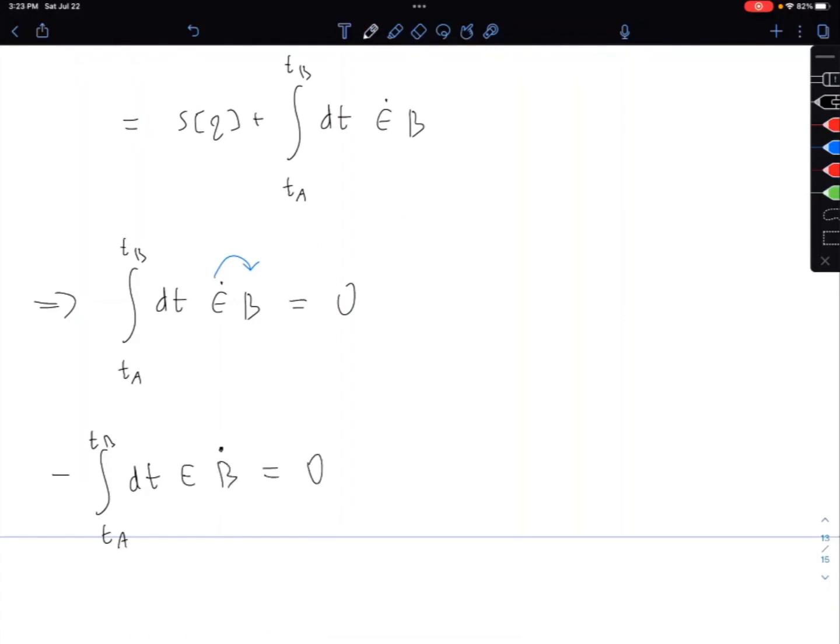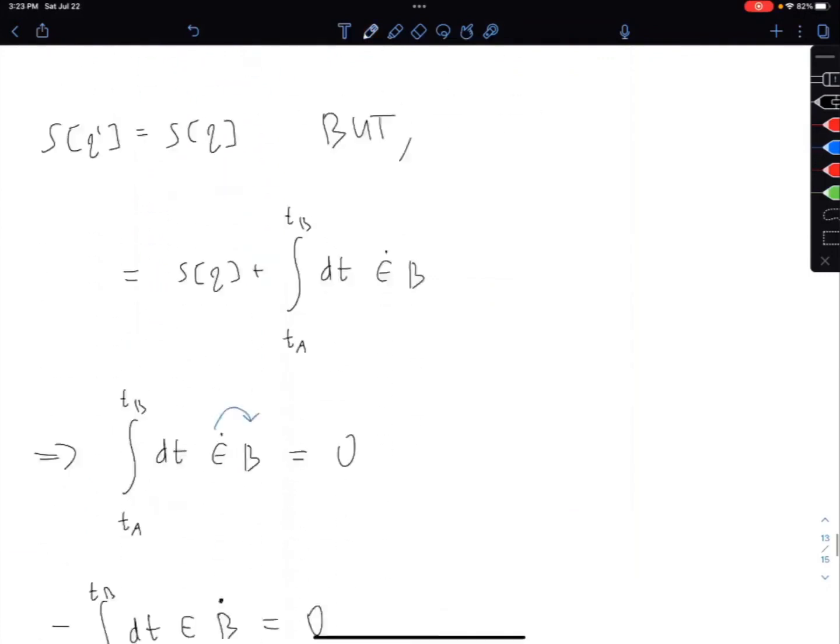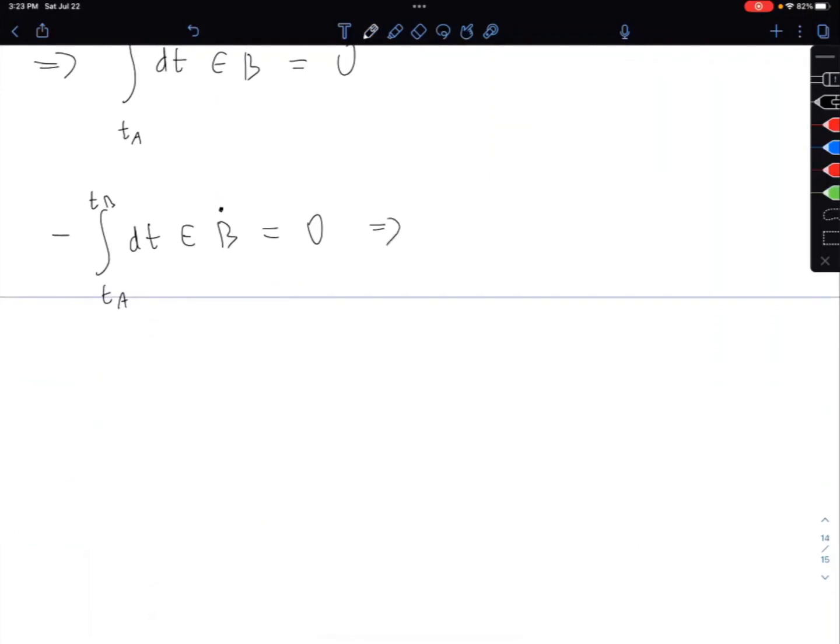That's a b dot. Now, this is true, remember, for any epsilon function that vanishes at the bounds, right? So that means that I can apply the standard arguments that I use in classical mechanics, where I make this variation only be non-vanishing in some very brief time interval. And so then this means that b dot itself is 0. So b dot is the conserved quantity. Or sorry, b is the conserved quantity.